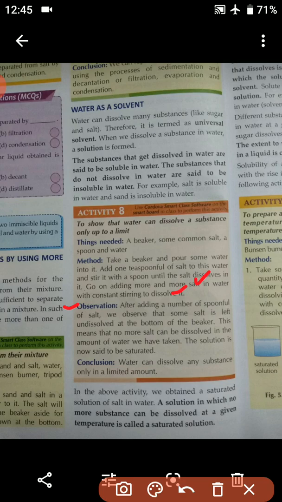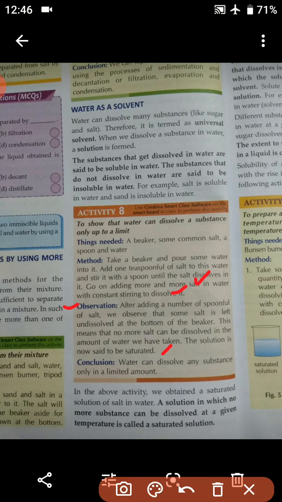So after that we come to know that no more salt can be dissolved in the amount of water we have taken. The solution is now said to be saturated. Okay. So the conclusion is that water can dissolve any substance only in a limited amount. So we can dissolve any substance only in a limited amount.